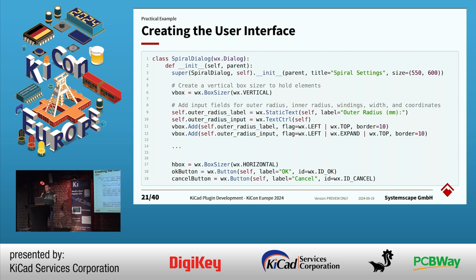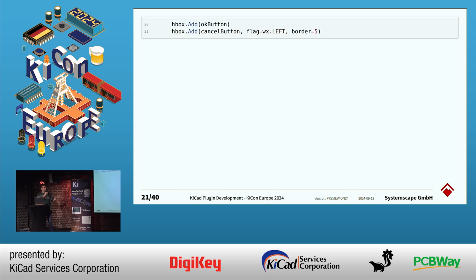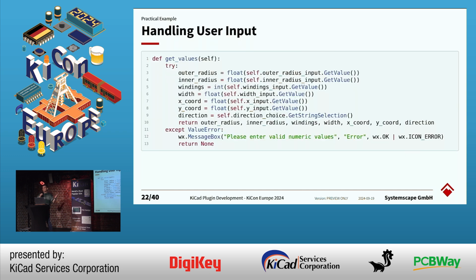So now we have a text box, and to the left of it, there's a label that says outer radius. And then we do the same with everything else that we need, like the inner radius and the trace width and so on. And in the end, we just add an OK button and a cancel button. So they are defined in the bottom, and then they're added like this.